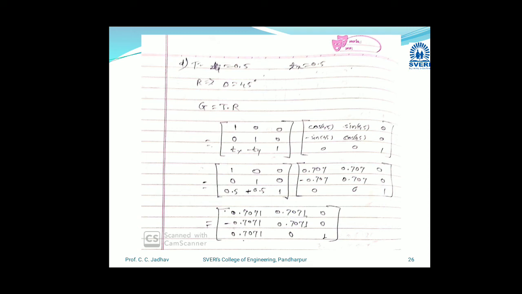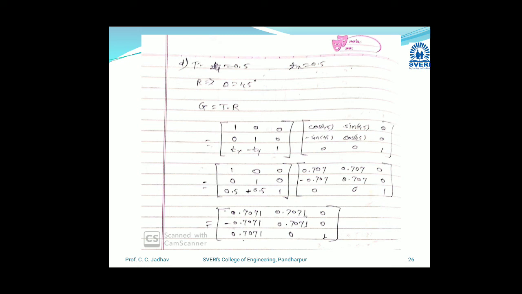So the translation matrix is 1 0 0, 0 1 0, Tx Ty 1, and the rotation matrix is cos 45 sin 45 0, minus sin 45 cos 45 0, 0 0 1. From these two matrices we have to do the multiplication, and we will get the final answer. In the multiplication, we select a row in the translation matrix and go column wise in the rotation matrix. That is the first 1 into 0.707 plus 0 into minus 0.707 plus 0 into 0, that is 0.707, the first element. Like this we do the multiplication, then we will get the final matrix for this problem number 4.